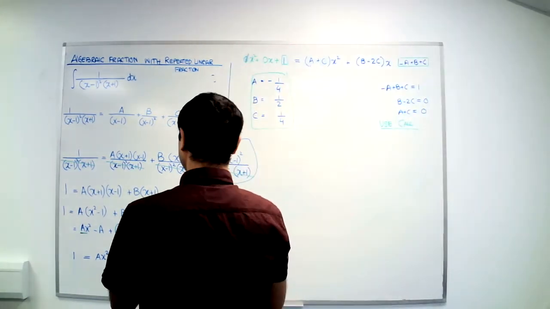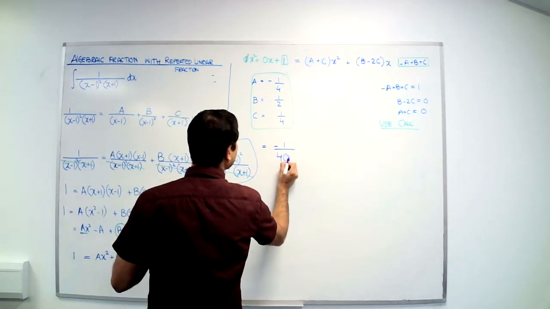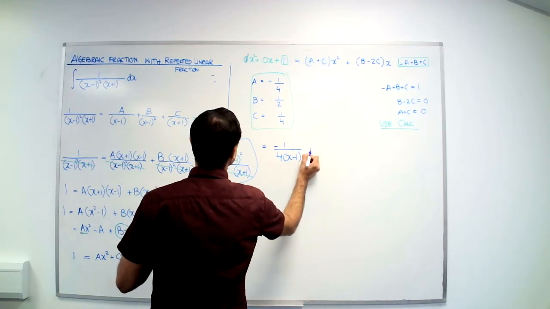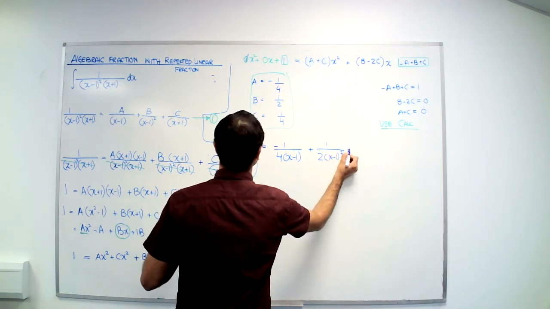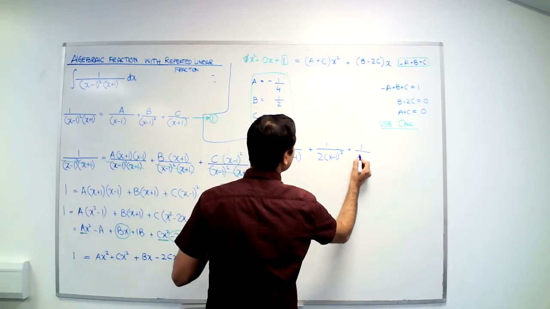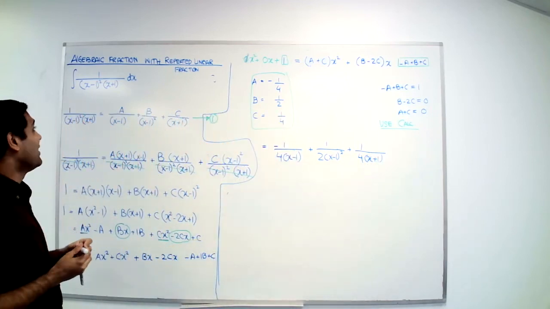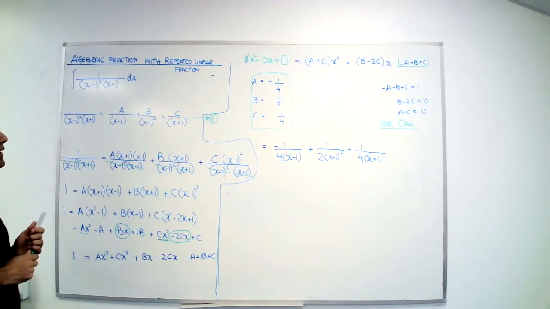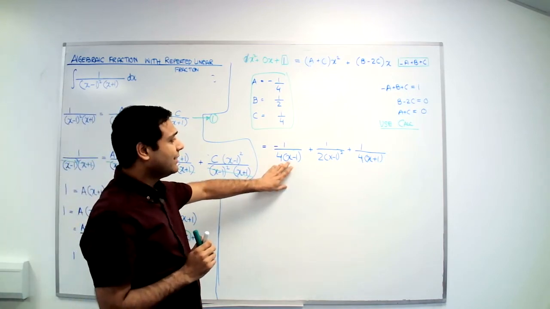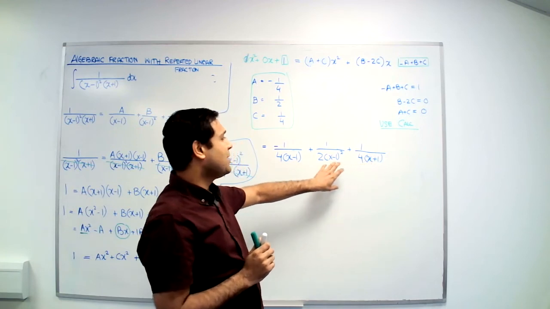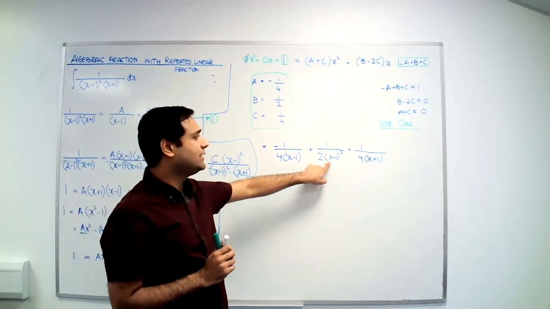Now, that will become, instead of a, minus 1 over 4, over x minus 1. B is 1 over 2, 1 over 2. C is 1 over 4, 1 over 4, over x plus 1. Once you got that thing, obviously, then you need to integrate that. The integral of this one is easy, but what will be the integral of this one? Yep, we have to have a look at how we integrate this bit.